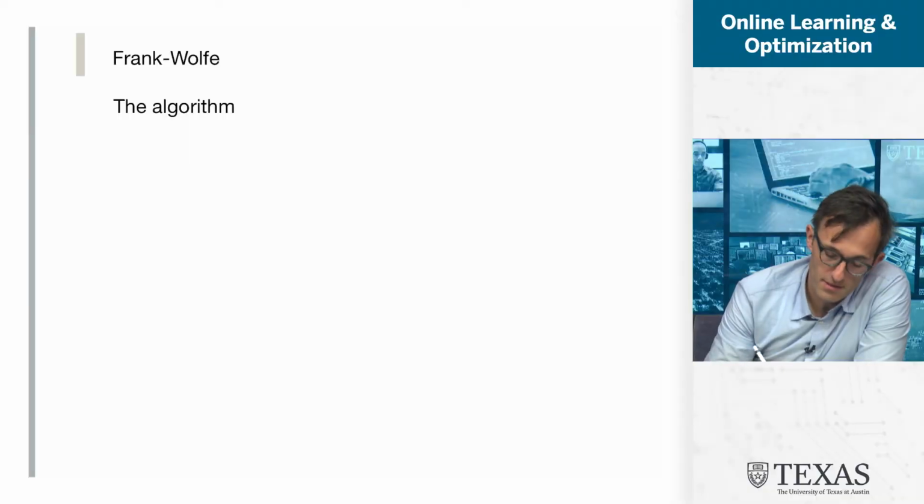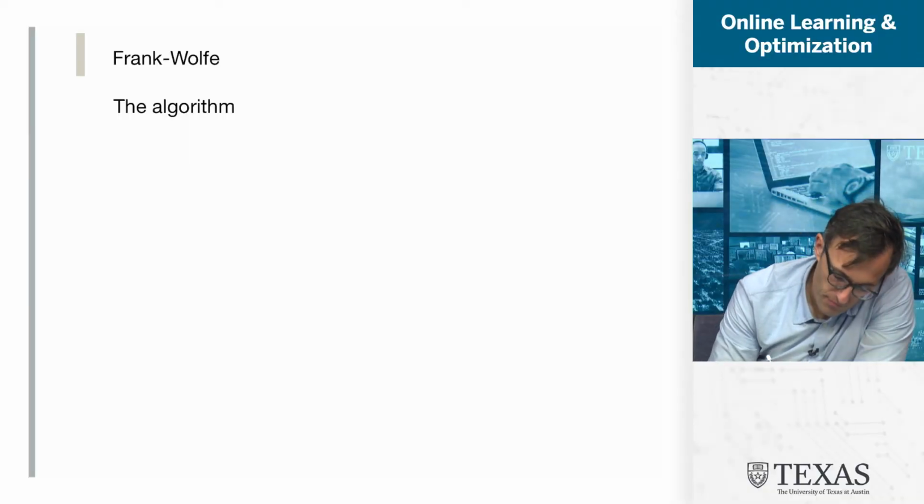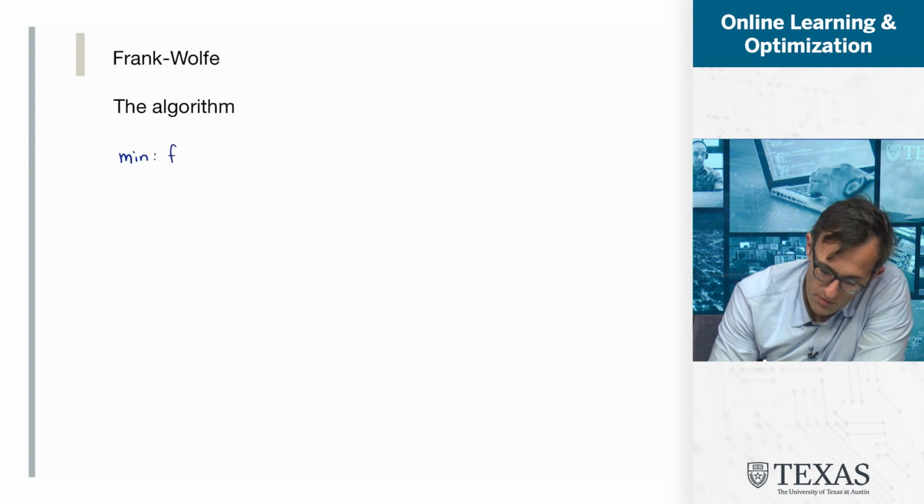Welcome back. We're going to talk about the Frank Wolfe algorithm, which is an alternative to projected gradient descent. And the algorithm goes as follows. The main problem is constrained optimization. I want to minimize f of x subject to x in X.